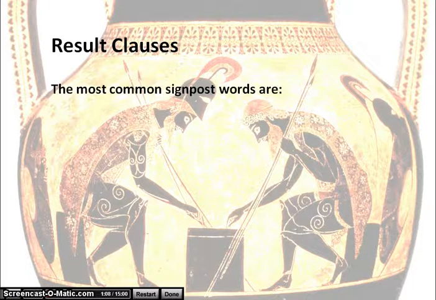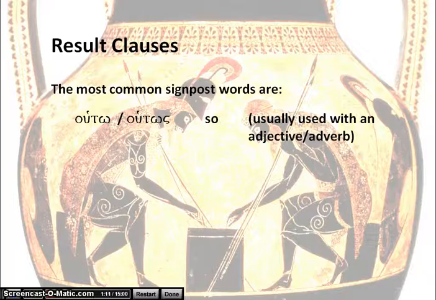So the most common signpost words are, we've already met houto or houtos, depending on whether the next word begins with a consonant or a vowel, which is going to mean so, usually appearing with an adjective or an adverb. So the boy was so short that, or he ran so quickly that. But we will see it also being used not with an adjective or adverb later.